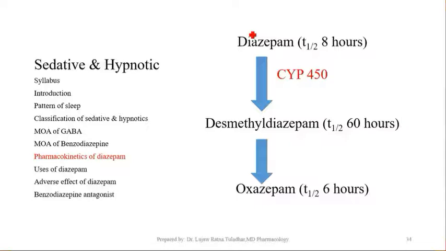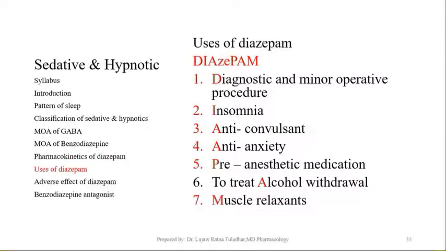Now, some of the uses of diazepam. It is used for diagnostic and minor operative procedures. Diagnostic means some kind of psychological disturbance in which you might want the patient to be sedated, a little bit hypnotic, so that you can have a good conversation with the patient. A minor operative procedure means a patient might become very anxious, thinking of surgery or any minor procedure. So to calm that patient also, you can use sedative and hypnotic drugs.